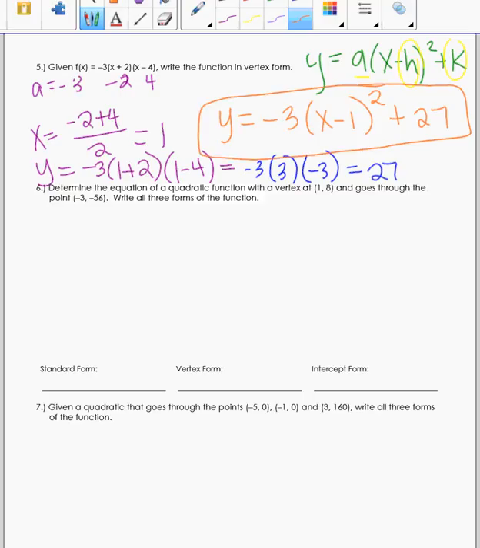Okay, so if you're given intercept form, that's the way around, so you don't need to go to standard form and then complete the square again. But make sure you know how to do both.